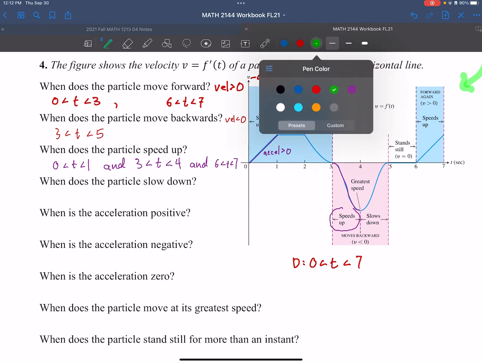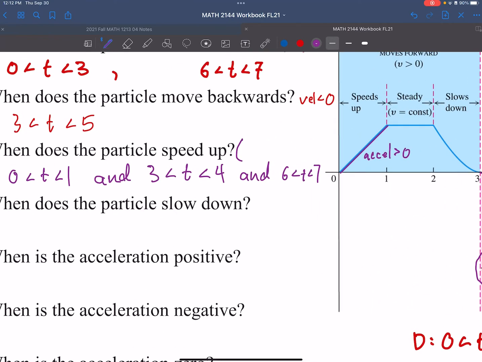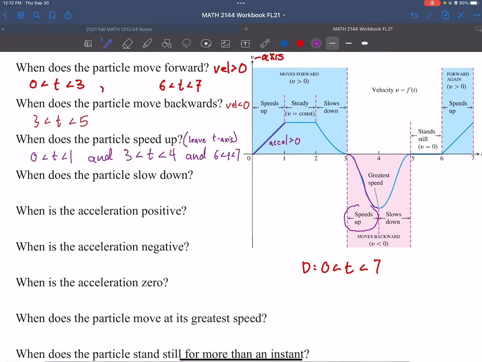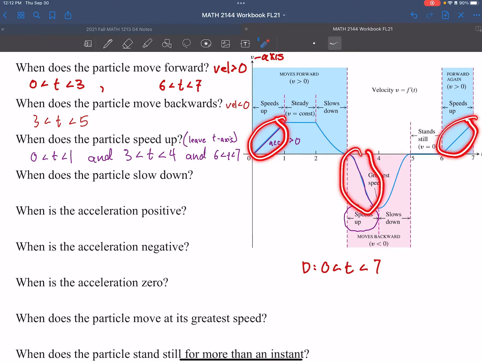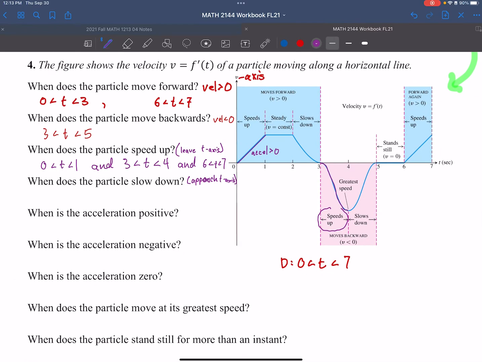So, well, here, maybe just put this into words. The answer to this one right here, where the particle speeds up, you can think about this is where we basically leave the t-axis. So you can see right here, we're leaving the t-axis here and here. We're going away from it. So where it slows down, this is where we're going to essentially approach the t-axis. So go ahead and take a moment and write the intervals that you think answer the question, when does the particle slow down?